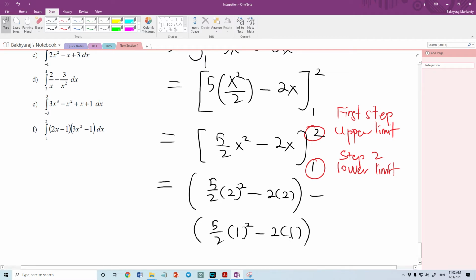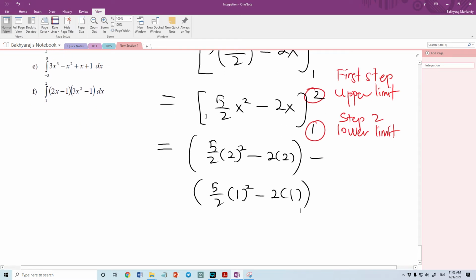Here I taught you programming your calculator, right? So you can substitute into your calculator. 5/2 x square minus 2x, and when you substitute 2, you get 6. So you get 6 here. That will give you 6 minus, and when you substitute 1, you get 1/2. So the final answer will be 6 minus 1/2.